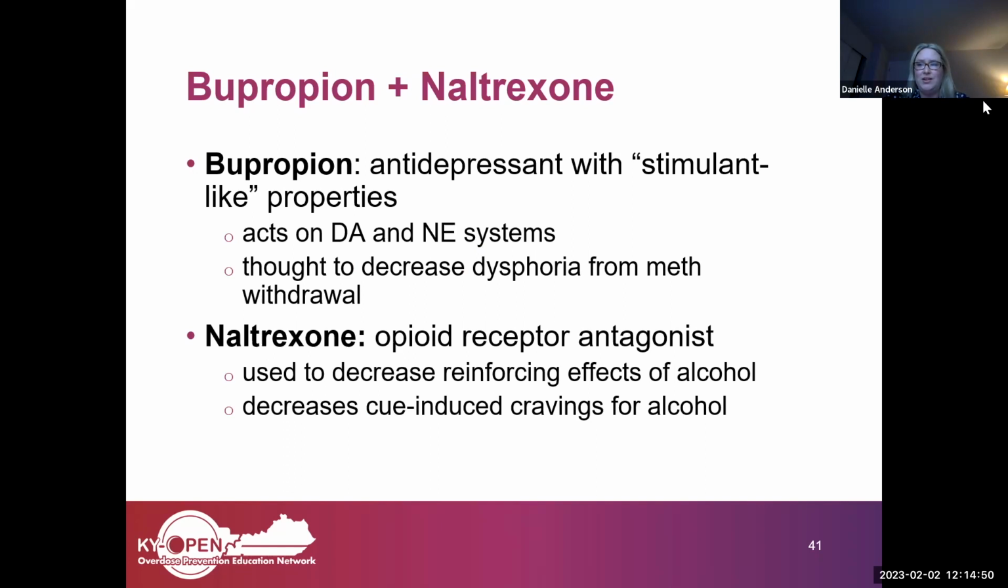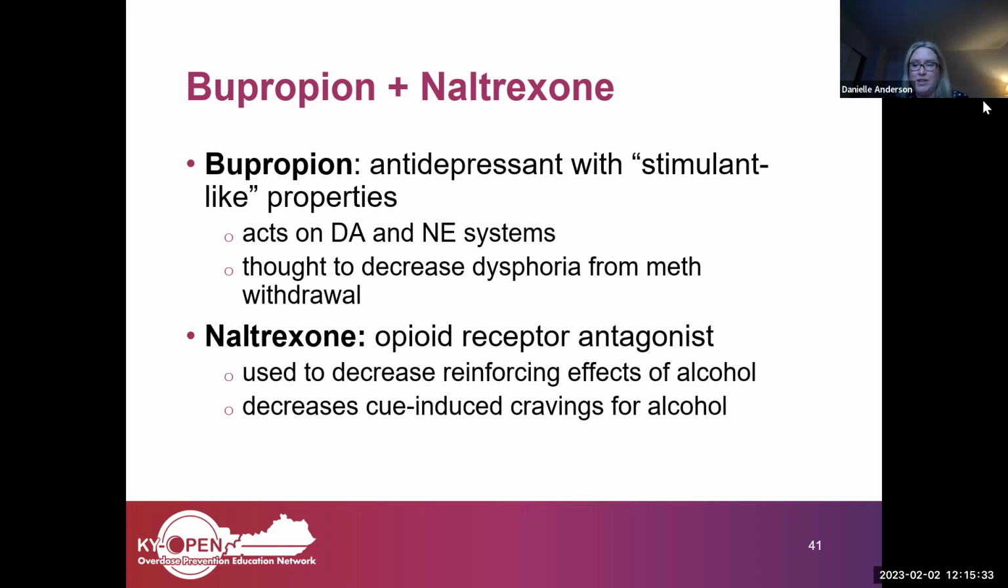The other study that we're going to look at is bupropion, which is an antidepressant that has some stimulant-like properties, and it acts on dopamine and norepinephrine systems, which, remember, are involved in large amounts in methamphetamine use and cocaine use. Using bupropion is thought to decrease the dysphoria, or the bad feelings, from meth withdrawal. Again, in combination with naltrexone, which we said we feel is somehow implicated, the opioid system is implicated in other substance use disorders in the reward pathway.